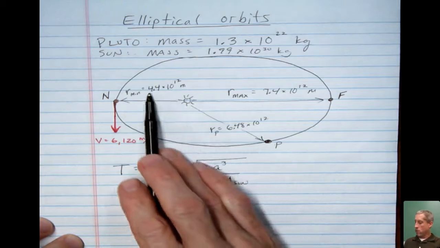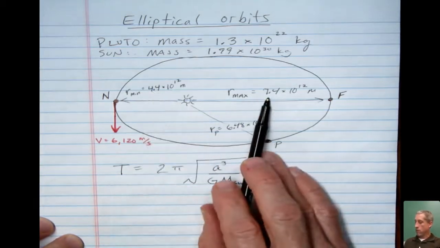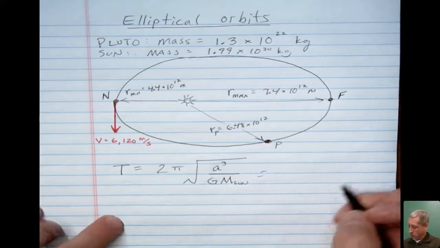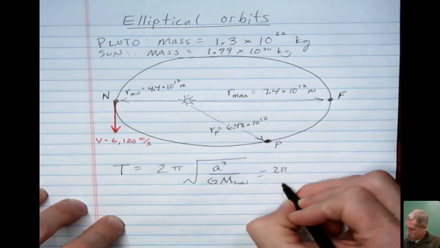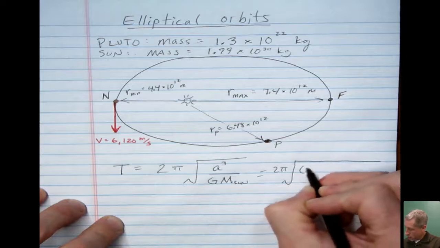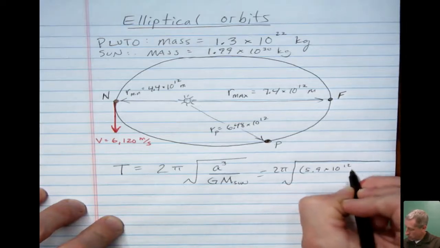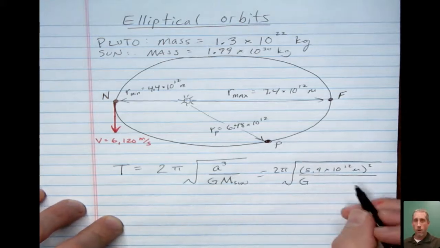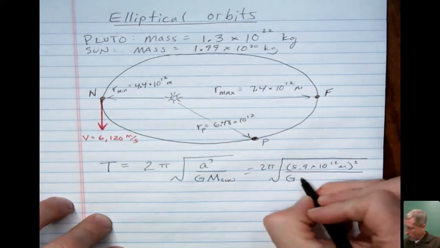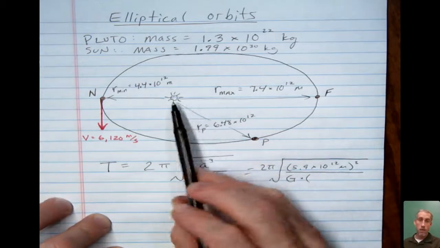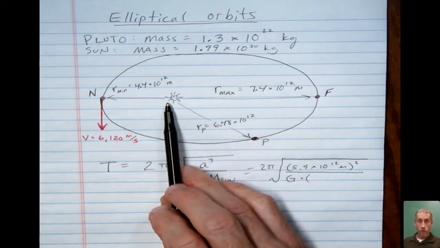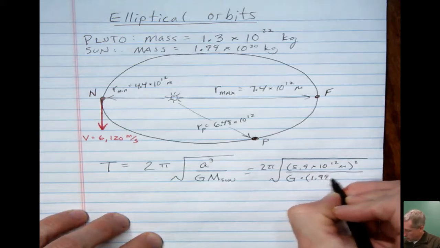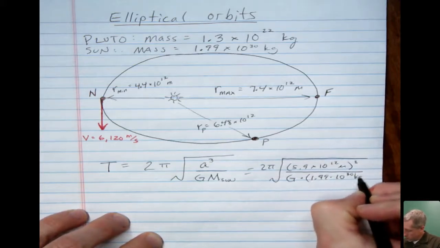So here I've got these two measurements, 4.4 and 7.4 times 10 to the 12th meters. So the average of those is 5.9. So what we do is put that in, 5.9 times 10 to the 12th meters. That has to be cubed. And then we're going to use our universal gravitation constant, which I'm not going to write out. It's kind of lengthy. And then the mass at the center of the orbit. Now, in this case, it's not at the center, but it's at a focus of the ellipse. And that, of course, is the Sun with a mass of 1.99 times 10 to the 30th kilograms.